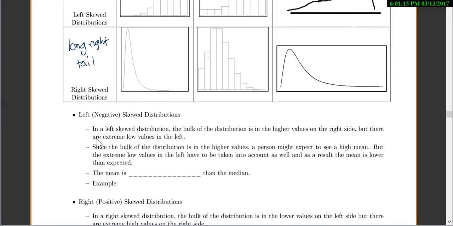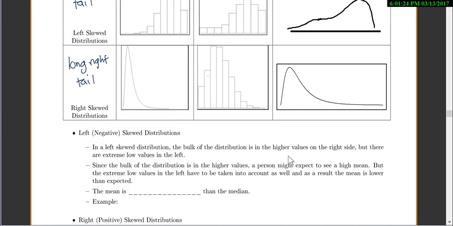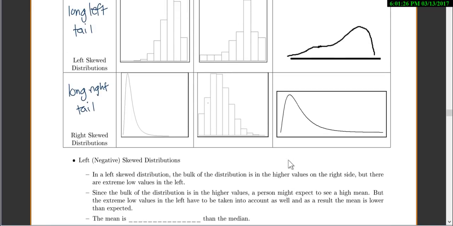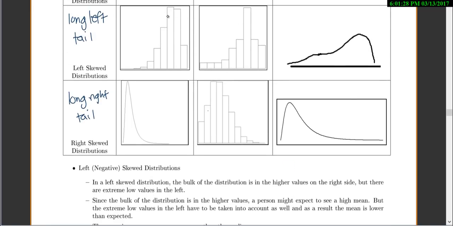So a few notes. If you have a left skewed distribution, sometimes called negative skewed, then most of your bulk is going to be in the right side. So here's your left skewed one. The right side has most of the data, but there are some extreme low values on the left. Now, since you have so many people on the right side, you would expect probably a higher average, right? You'd expect your average to be over here on the right side, or probably like here.